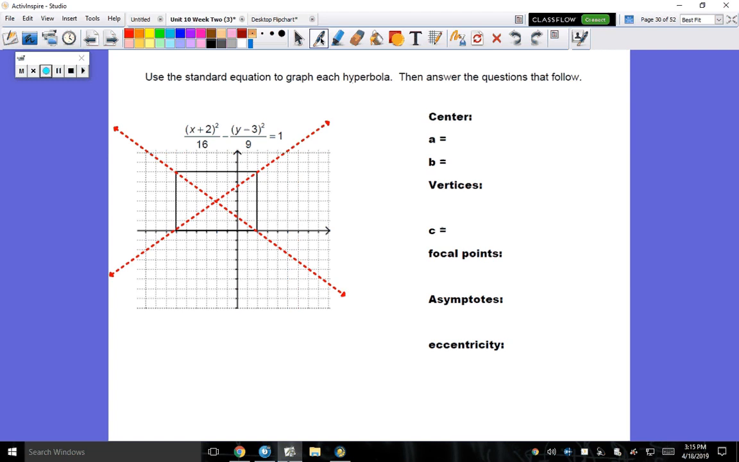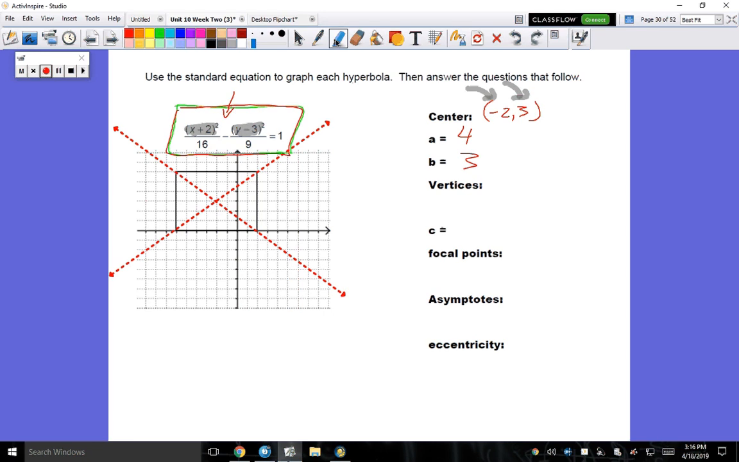Here we go. Who can tell me by looking at this equation what the center is? Negative 2, 3. And I got that from looking at the x and y pieces and interpreting the opposite. Okay? So far so good? All right. So now let's look at what's A. 4. What's B? 3. Okay.